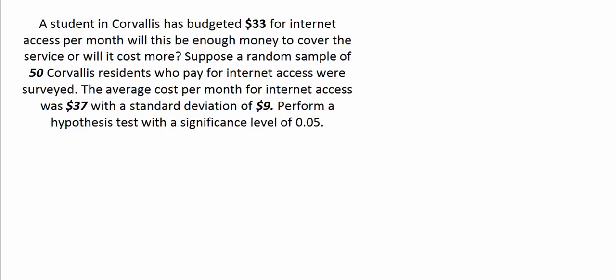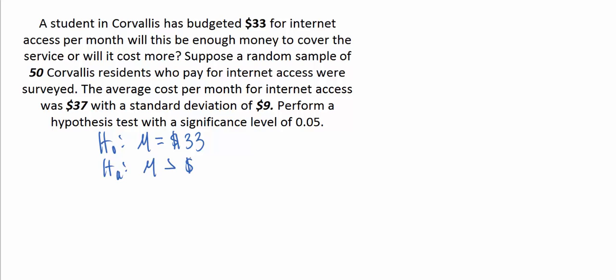So the first step is to state our null and alternative hypotheses. Our null is that the mean or average cost in the population is equal to $33, and the alternative is that the mean is actually greater than $33. This would imply that the student did not budget enough money and that it actually costs more for internet access.